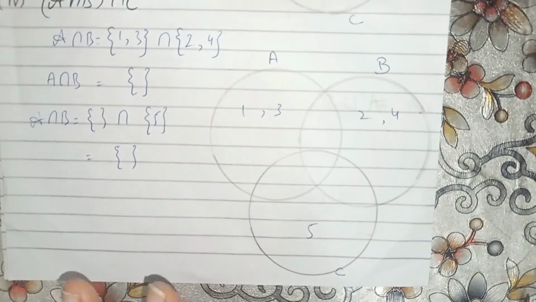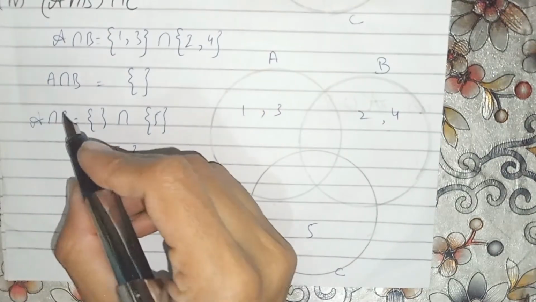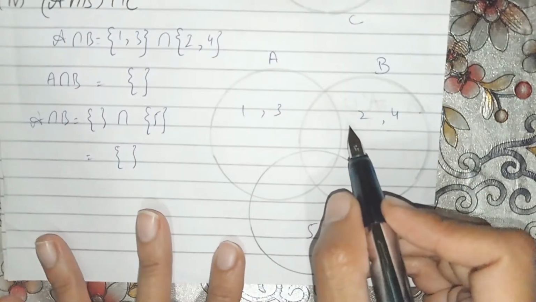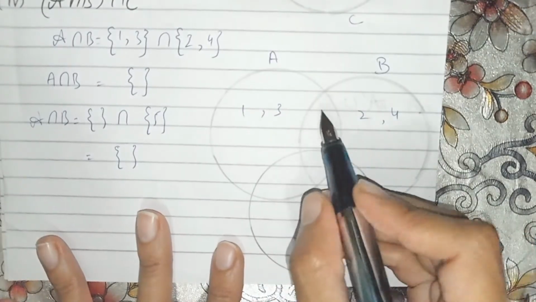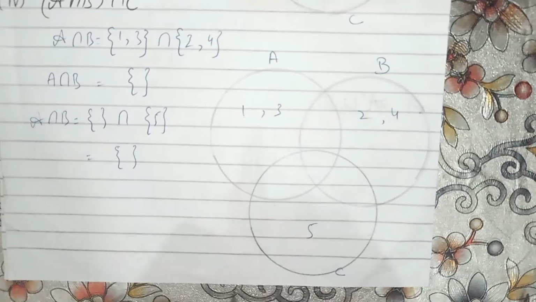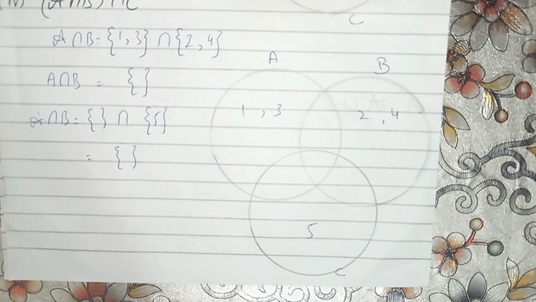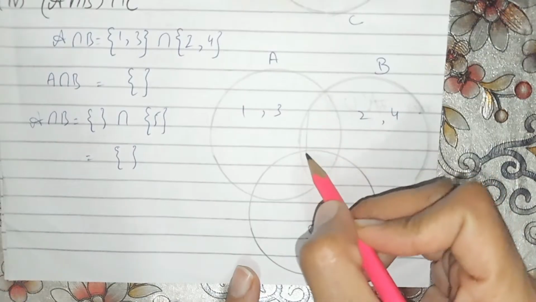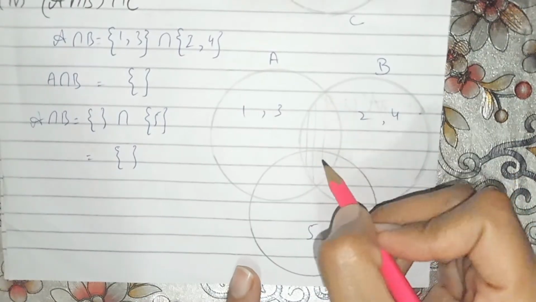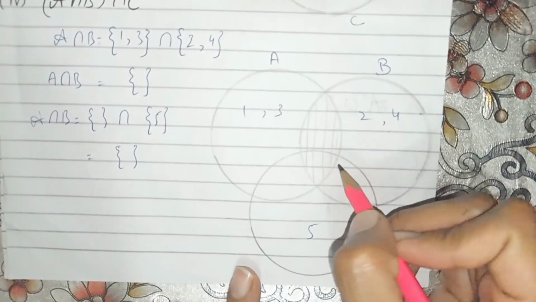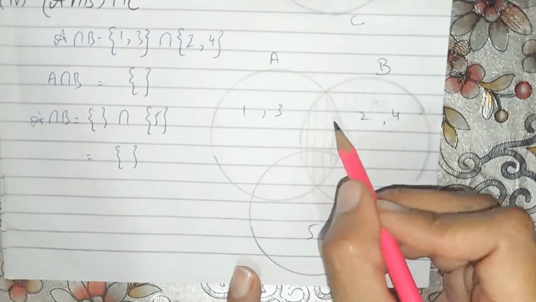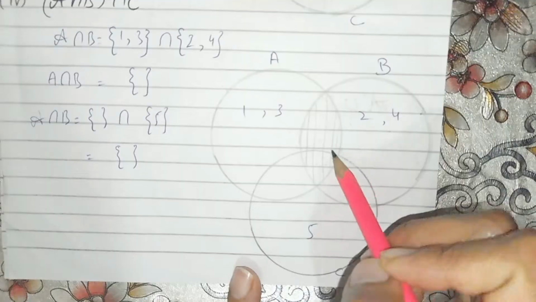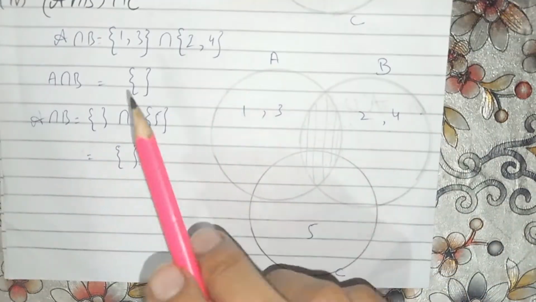Now we have to draw, first we have to draw the A intersection B, which is a common part in it. We have to represent it by the vertical lines, and this is the common part in A and B, and you know that that is the empty set. We get nothing in it.